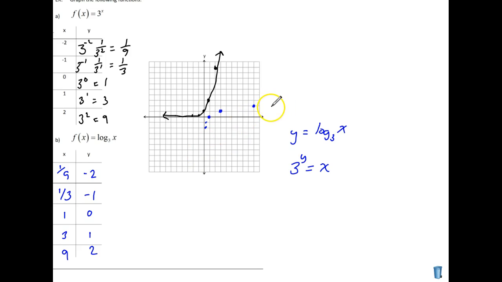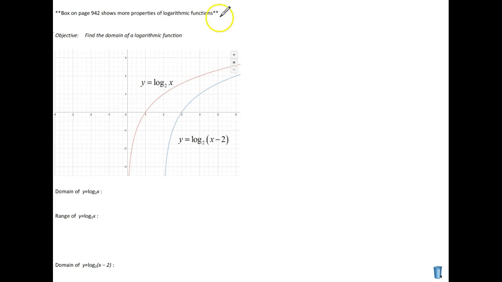So now our logarithmic function looks sort of like this. Let's pretend I was going to get closer to those dots to get in there. And it looks something like this. Okay. So the blue one here, that's our logarithmic function, and the black one up here, that was our exponential function. This is going to come down and it's going to follow along the y-axis this time. Okay. So there are some more properties of logarithmic functions, and if you look at page 942, you're going to see those on there.